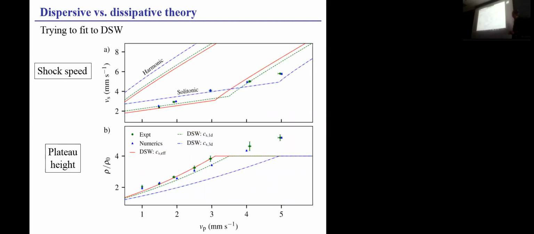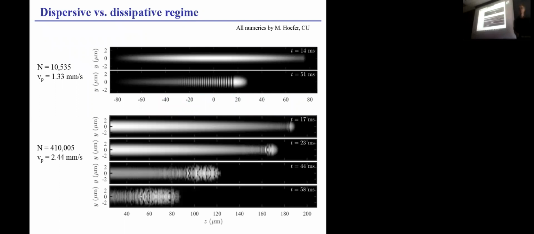When I say that DSW, the dispersive theory, doesn't fit, we also tried fitting the plateau heights, and DSW theory would say the plateaus actually saturate. We don't see the saturation, and for the shock speed, where we would have 2 speeds, we only see essentially 1. So the upshot is that dispersive theory doesn't seem to describe the data. So the question is, what is going on?